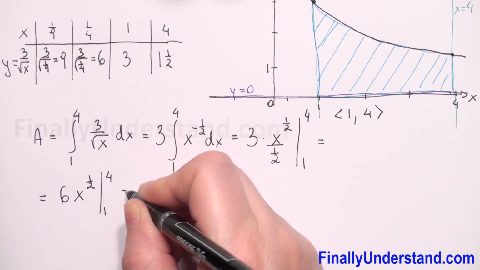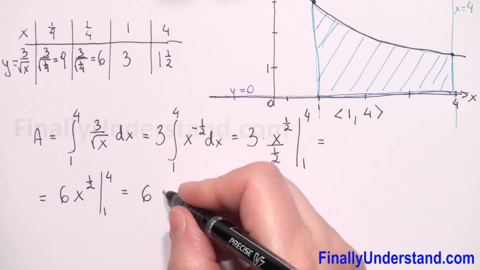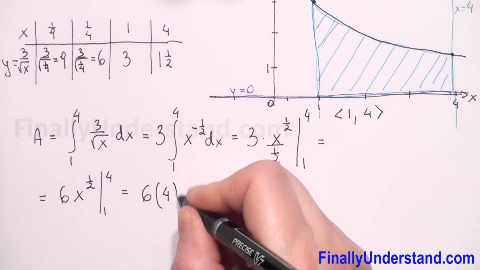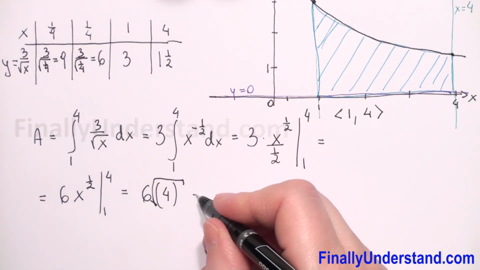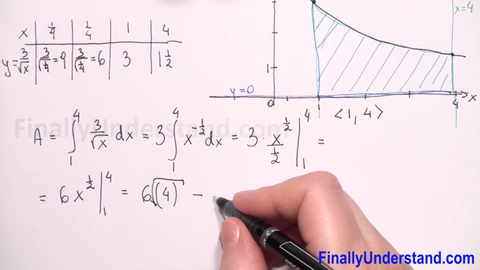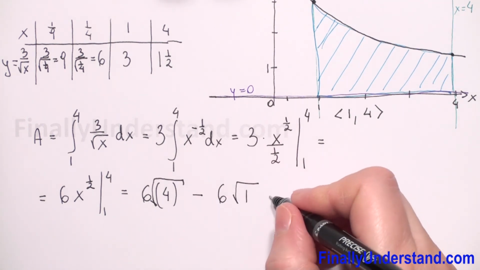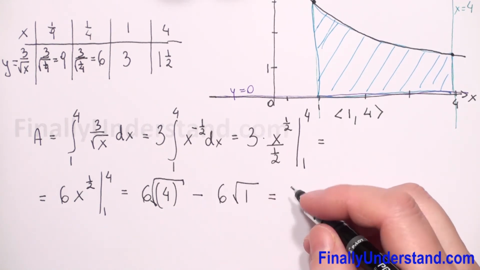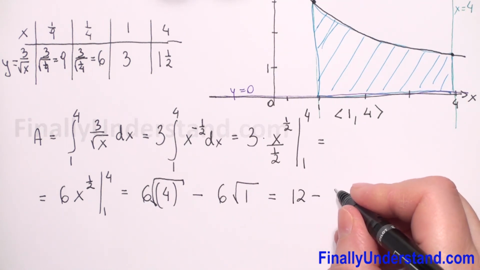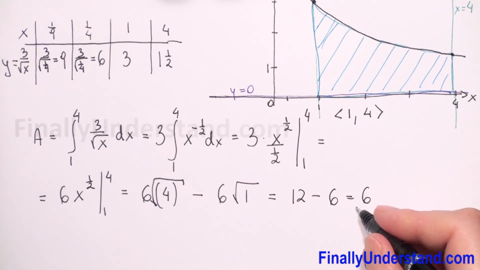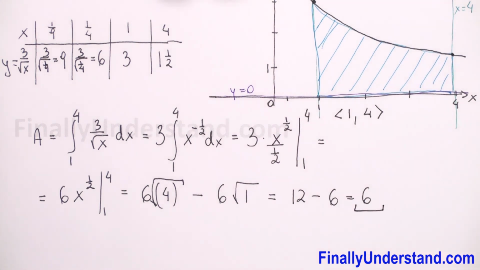Now we have to plug in the limits. We will have 6 times 4 to the power 1/2, so we can write the square root of 4, minus, and the lower limit is 1, so we have 6 times the square root of 1. So this is equal to: the square root of 4 is 2, 6 times 2 is 12, minus 6 times the square root of 1, which is 1, so we have 6. So this is equal to 6. This is our area, of course, because this is area, we have square units. This is my solution.